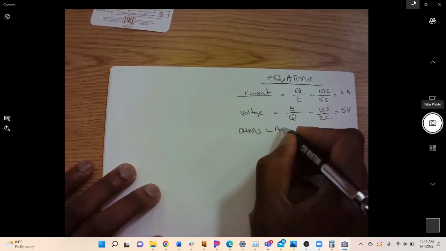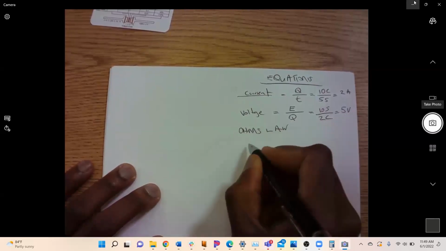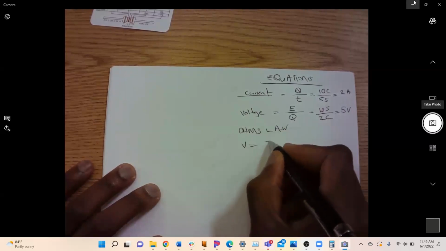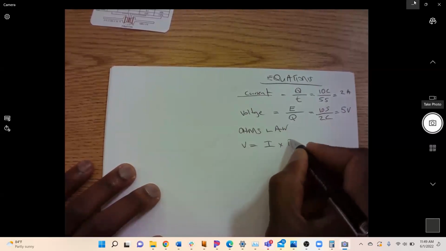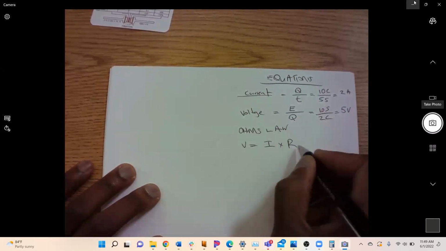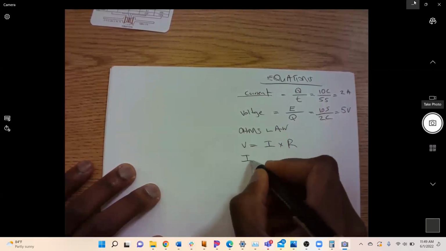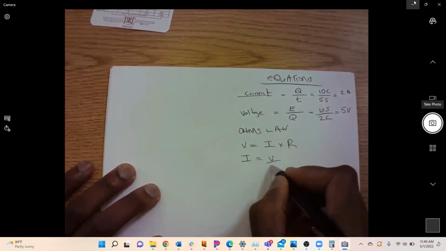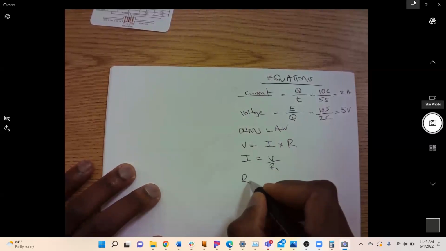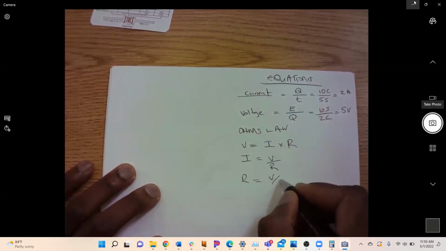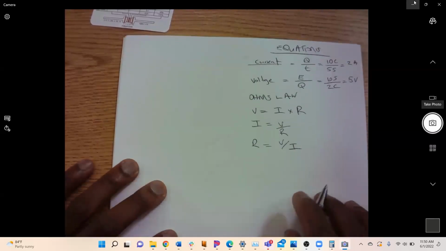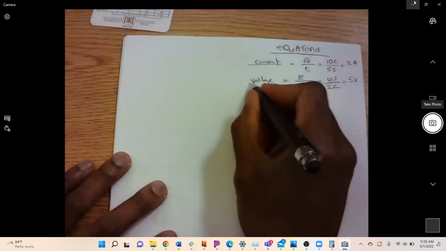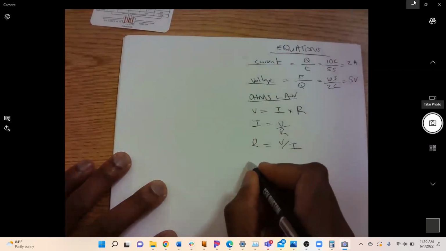Ohm's law is the relationship between voltage, current, and resistance. So we can say that voltage is equal to current times resistance. And of course, it's a simple algebraic equation. So we can say that current is equal to voltage over resistance. And we can say that resistance is equal to voltage over current. Again, you need to know this. You also need to know it for power as well.